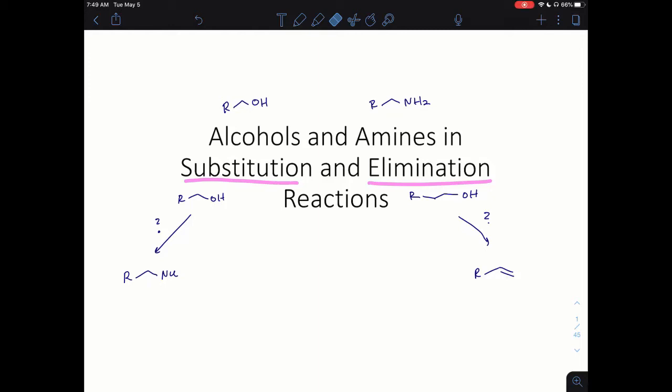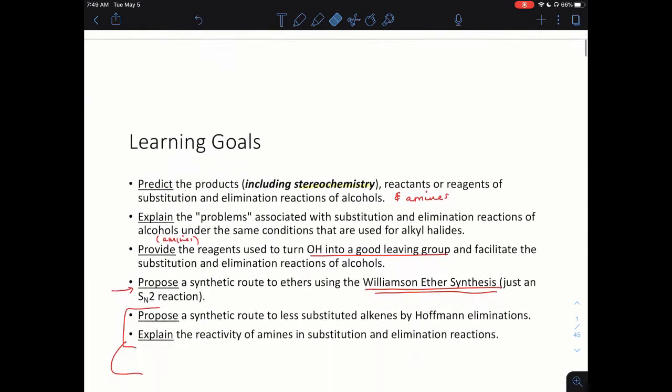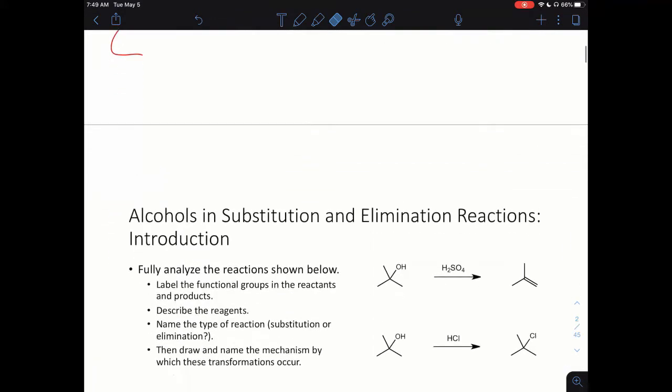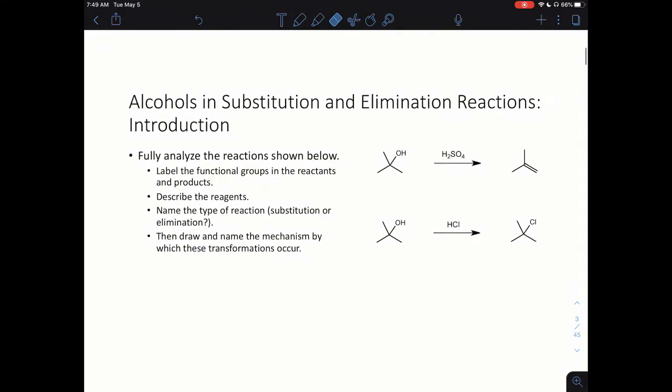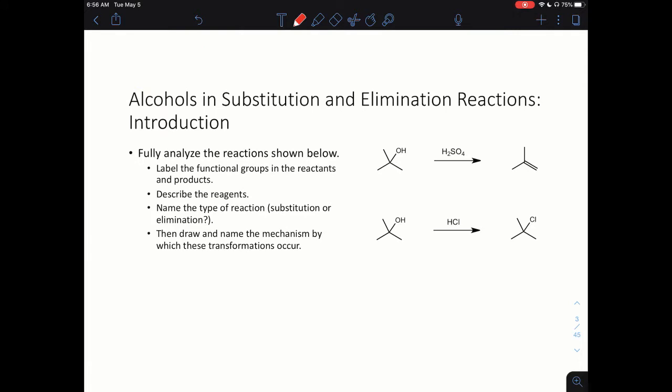Before we take our deep dive into all the ins and outs of alcohols and amines in substitution and elimination reactions and achieve all these fun goals, let's just review what we already know about alcohols in substitution and elimination reactions. So you should pause now and analyze these two reactions. You should know the mechanisms.